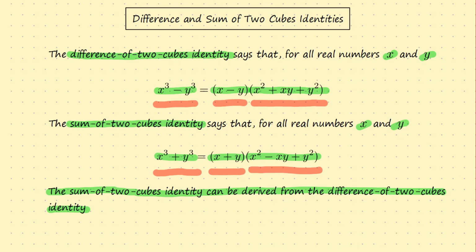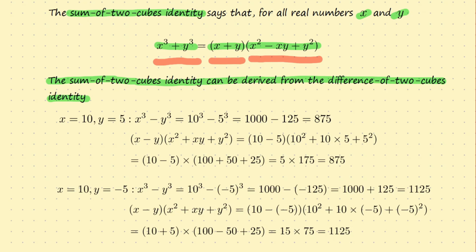They are equivalent. We can verify the difference of two cubes identity for specific values of x and y by substitution. So if x is 10 and y is 5, then x cubed minus y cubed becomes 1000 minus 125, which is 875. That's the left-hand side. The right-hand side is x minus y times x squared plus xy plus y squared, which becomes 10 minus 5 times 100 plus 50 plus 25, which is also 875.